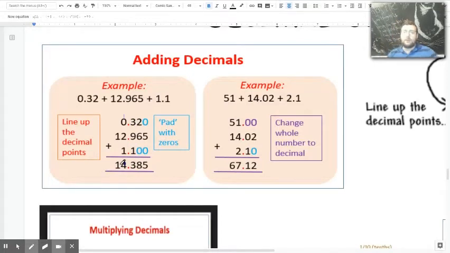So all you have to do to add decimals is line them up. And that's how you put decimals together. Here's another example that we can look at. 51, which is actually a whole number, plus 14.02 plus 2.1. You line them all up, all the ones in the houses of ones, all the tenths in the houses of tenths. And since the 51 didn't have decimals, you just add zeros, 0, 0. And then vertically add like you normally would. So this is how you would go about adding decimals.